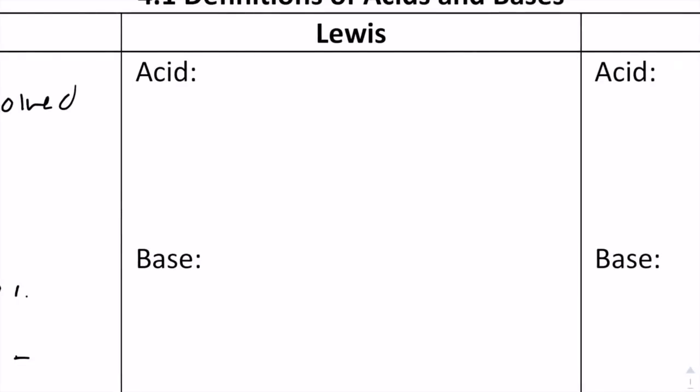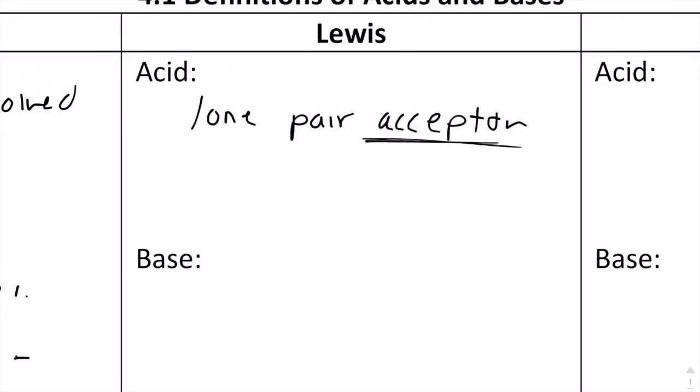For Lewis's definition, an acid is a lone pair acceptor. And the key word is acceptor. And for bases, it's a lone pair donor. And the key word is donor.